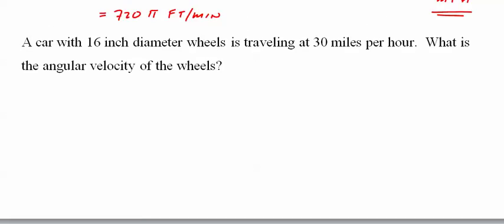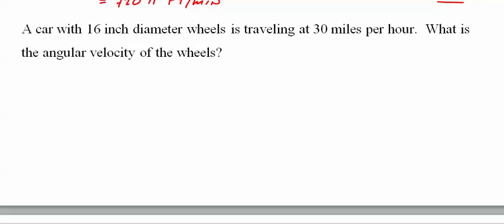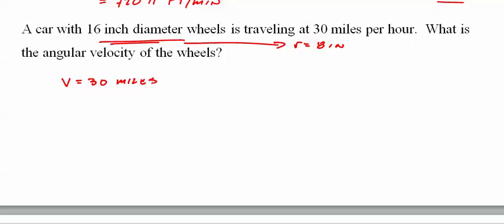So I would pause and try this. What's the angular velocity of the wheels if we know it the other way? So we know velocity is 30 miles per hour. Oops, I nearly forgot, radius equals 8 inches. 30 miles per hour, I've got a lot of converting to do. We'll go to minutes, I'm not going to go to seconds.